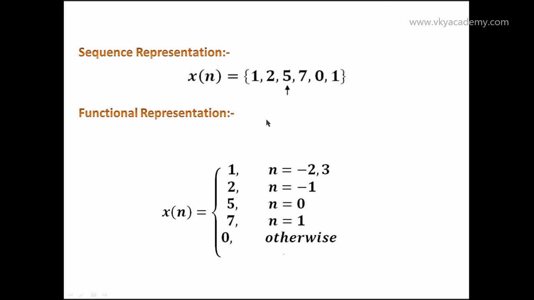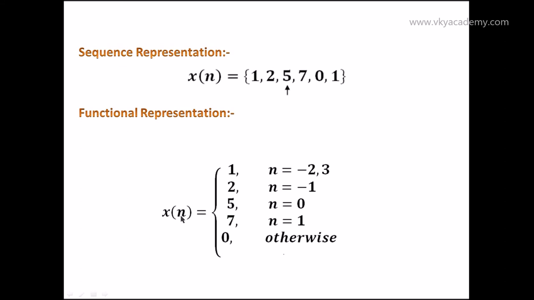Second one is functional representation. As you can see here, I have a sample 5 at position 0. At -1 it is 2. At -2 it is 1. At 1 it is 7. At 2 it is 0. At 3 it is 1. This can be represented with the help of a function also.